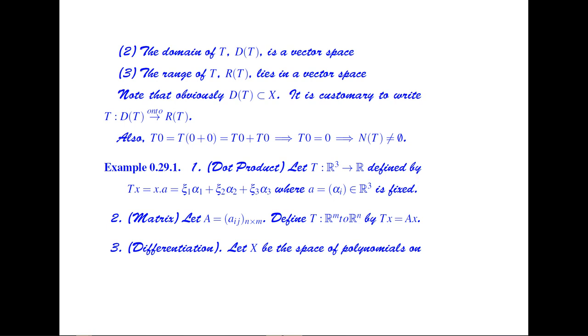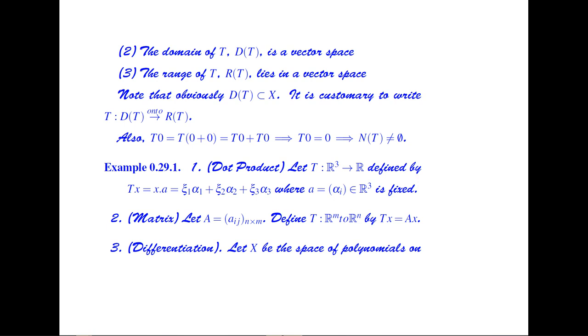Now we'll discuss some of the operators, like the dot product. Let T be from R cubed to R defined by Tx = x dot a, which is equal to xi1 alpha1 + xi2 alpha2 + xi3 alpha3, where a = (alpha1, alpha2, alpha3) belongs to R cubed and x = (xi1, xi2, xi3) belongs to R cubed, with a fixed.